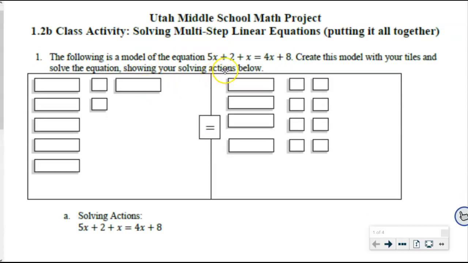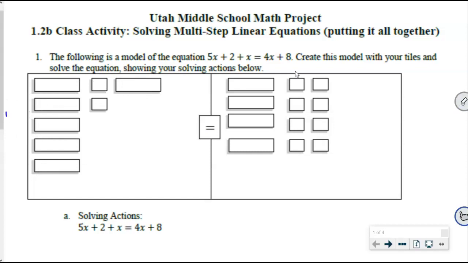So we have this model of the equation 5x plus 2 plus x is equal to 4x plus 8. It says create the model with your tiles. It's already created, but we need to show what those solving steps are going to be. And the key thing is, before we can solve, we do need to simplify. You can see not only do we have variables on both sides, but on this side of the equation, we have variables in multiple places, which means this side of that equation is an expression that needs to be simplified.